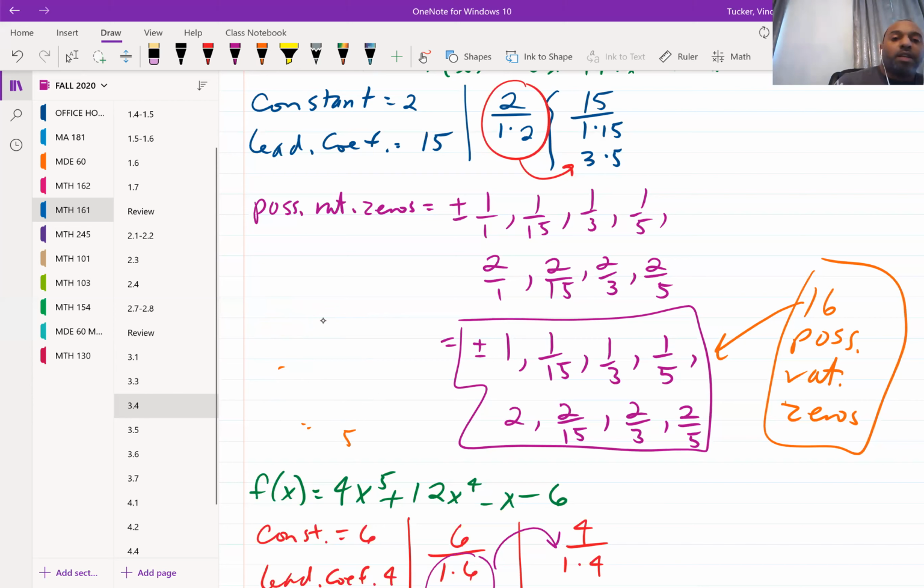Now, if 15 was the constant, in other words, if I had x plus 15 equal to 0, then I could subtract 15 from both sides, and it would be x equal to negative 15. But 15 would have to be here and not here. So it's all about what is your constant and what is your leading coefficient.